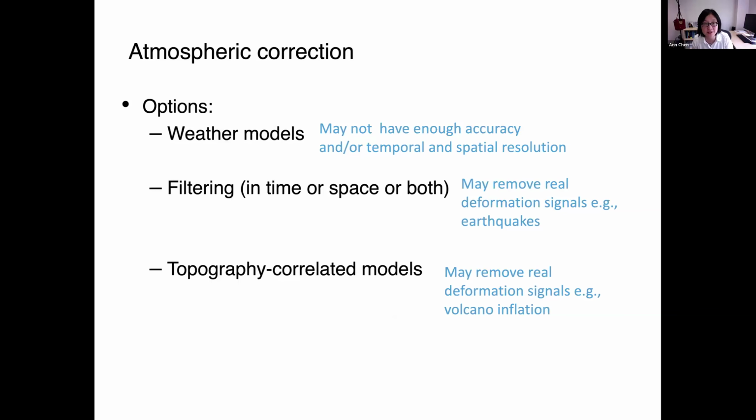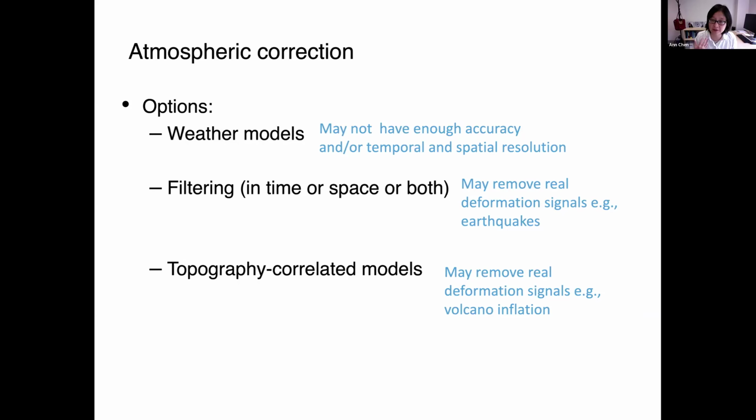So for atmospheric correction, what are our options? The first option is based on weather models and also the existing GNSS network, and our Jupyter notebook will provide an exercise to incorporate the GECKO correction layer that is derived from weather model, topography and GNSS data, for a case study.